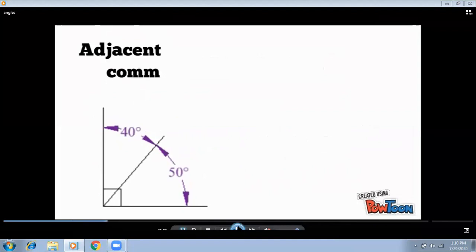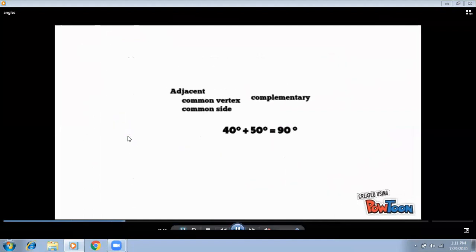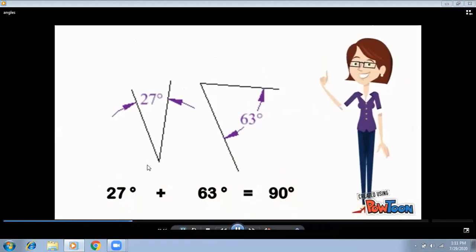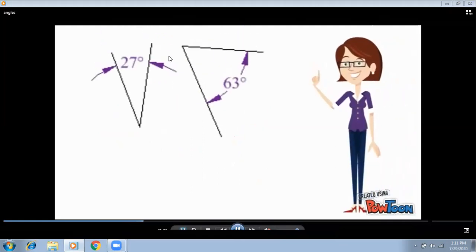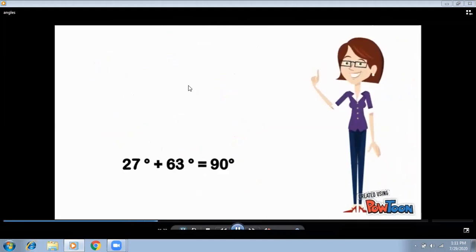And the very first thing I have already told you about is adjacent angles: those angles that have a common vertex and a common side are called adjacent angles. Now here you can see that the angle is divided into 40 degrees and 50 degrees. If the two angles are 63 degrees and 27 degrees, and the sum of both the angles is 90 degrees, it means these angles are complementary angles, because both have the sum of 90 degrees. When two angles combine and they make a sum of 90 degrees, that means these angles are complementary angles.